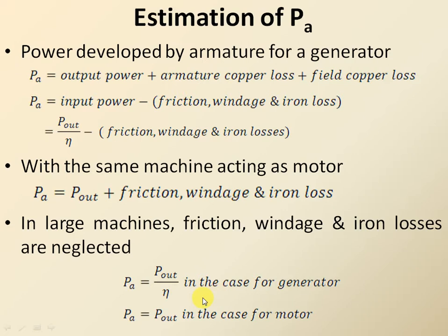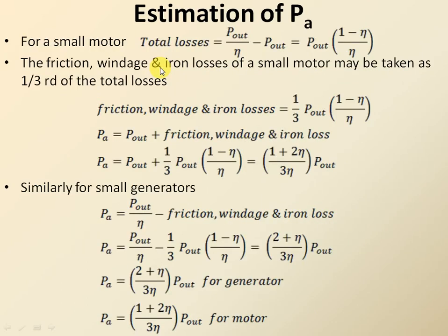This relation is valid only in the case of large machines. Large machines are those which have ratings greater than 250 kilowatts. Please note, large machines are those having power ratings greater than 250 kilowatts. After neglecting the friction, windage and iron losses from these two relations, we get the simplified relation in this form. In the case of small machines, it's not possible to neglect the friction, windage and iron losses.